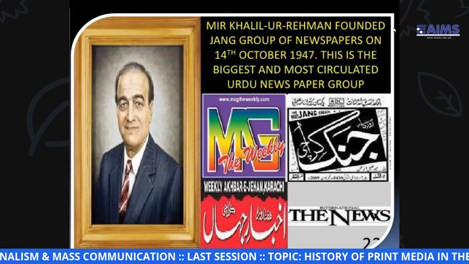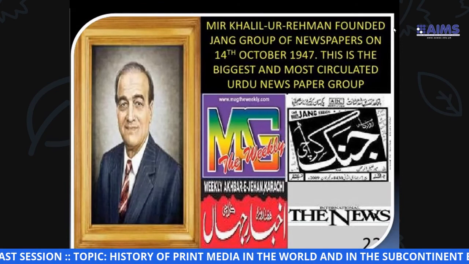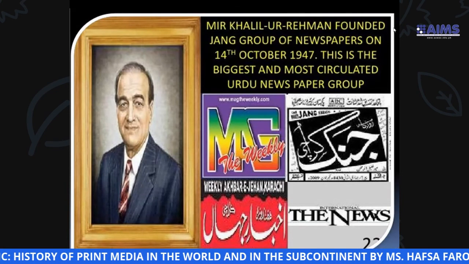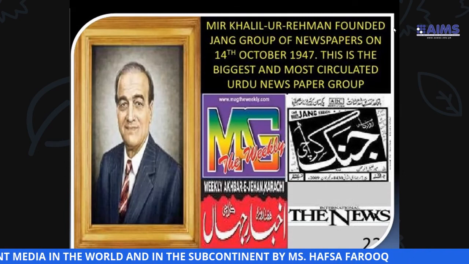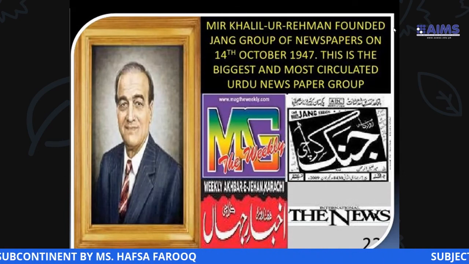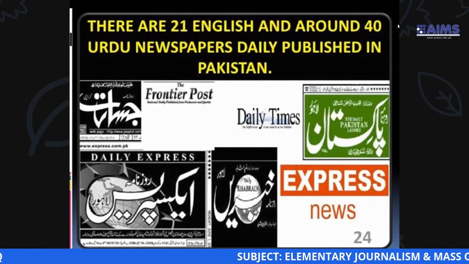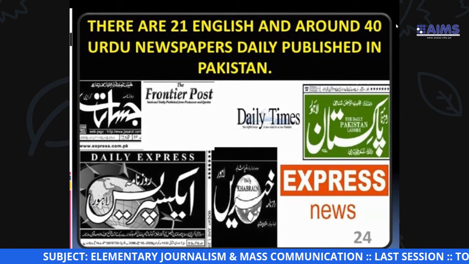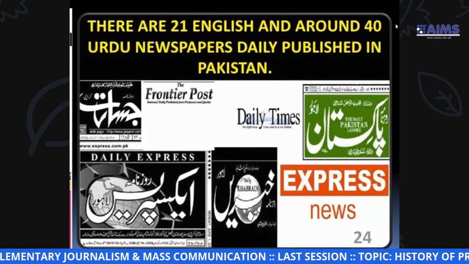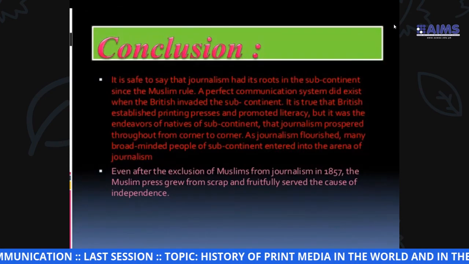Later on, Mir Khalilur Rahman founded the Jung Group of newspapers on 14th October 1947. This is the biggest and most circulated Urdu newspaper group. There are more than 21 English and around 40 Urdu newspapers published daily in Pakistan.